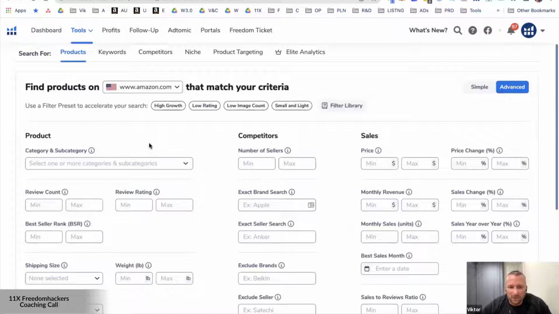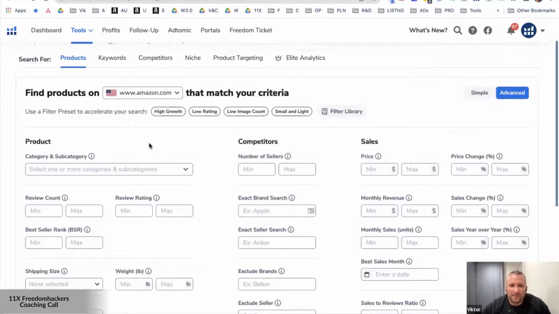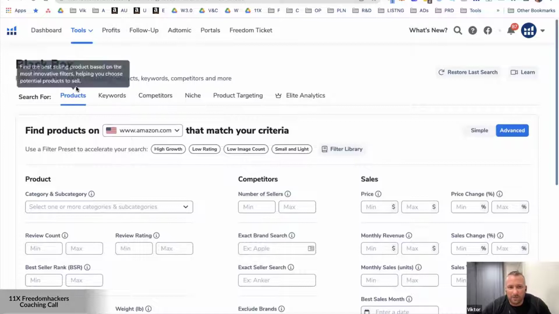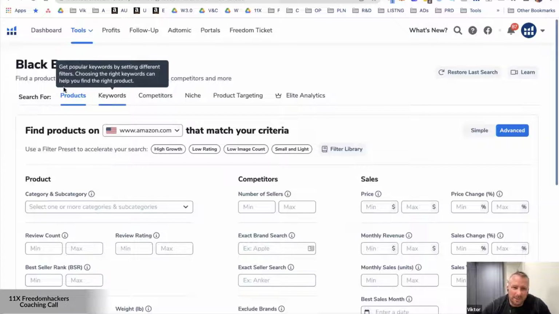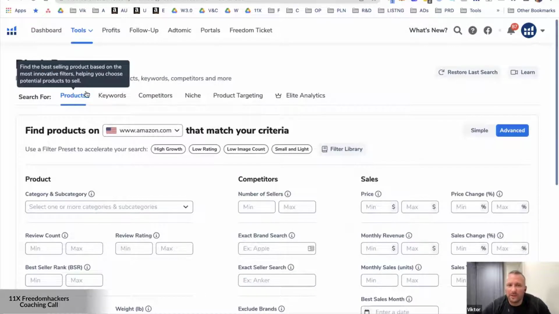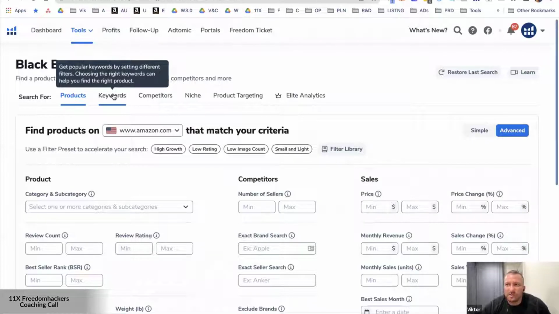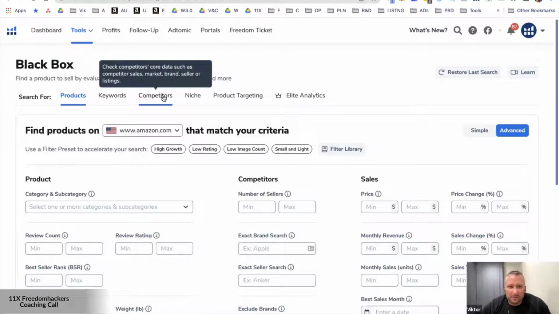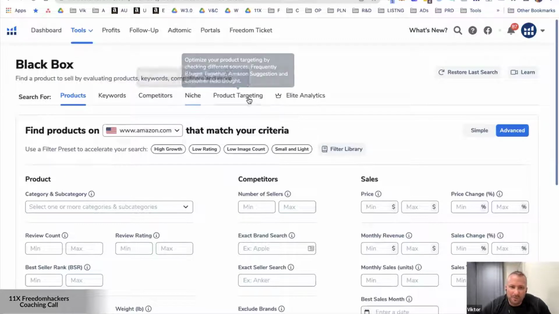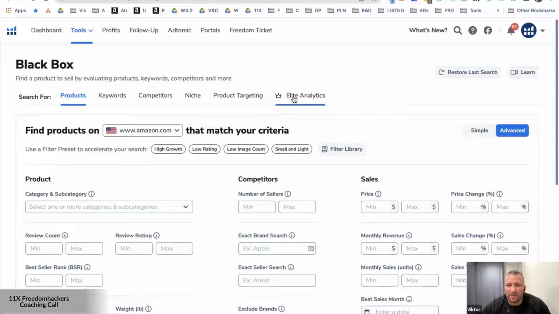And so what you can do here is there's different ways how you can approach the market research. So you can find products, best-selling products. You can find keywords, like just the markets, right? If you find products, the next thing you know, you need to find a keyword anyway, right? Because what's the market? Where are you going to produce that? How saturated the market is, right? You can do competitor search. You can do niche search. You can do product targeting and some elite analytics. I haven't touched that yet. I think it's just something completely new.